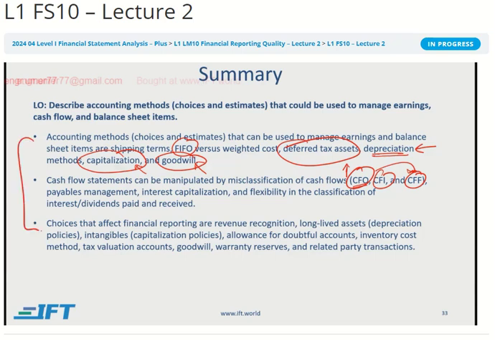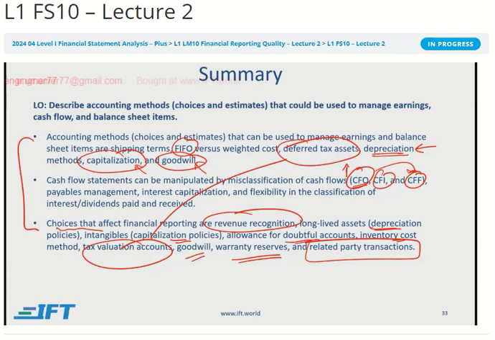And of course, we already discussed the choices that affect financial reporting in terms of revenue recognition can be aggressive. You can play around with depreciation. You can play around with intangibles, account receivable, provision for doubtful debts, inventory cost flow, LIFO, FIFO. We've already discussed. And your tax valuation, which is related to your valuation allowance, goodwill impairment, warranty, what percentage of revenue will be taken as a provision for warranty claims, and of course related party transactions. So we have discussed all of this in detail.